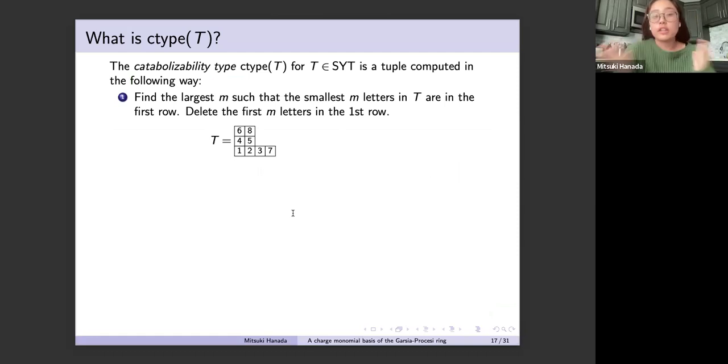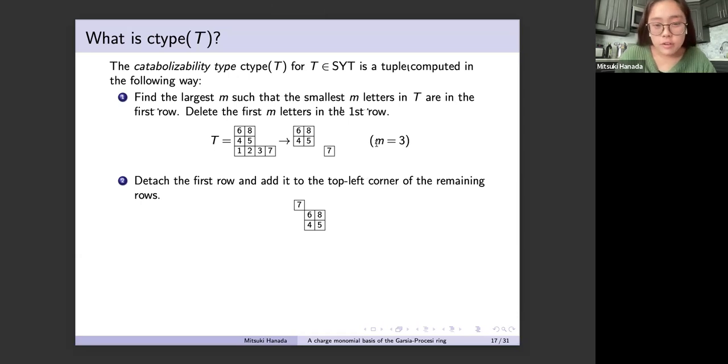So the C-type, or the catabolizability type of a standard Young tableau, is a tuple that we compute in the following way. We take a standard Young tableau, we find the largest M such that the smallest M letters in T are in the first row. So what I mean by that is you just want to find the largest M such that the sequence 1 through M is in the first row. Here we can see that 1 through 3 is in the first row, but 4 is not. So in this case, M is going to be 3. And then we delete the smallest M letters in that first row. In this case, we delete 1, 2, 3. We record that M is equal to 3.